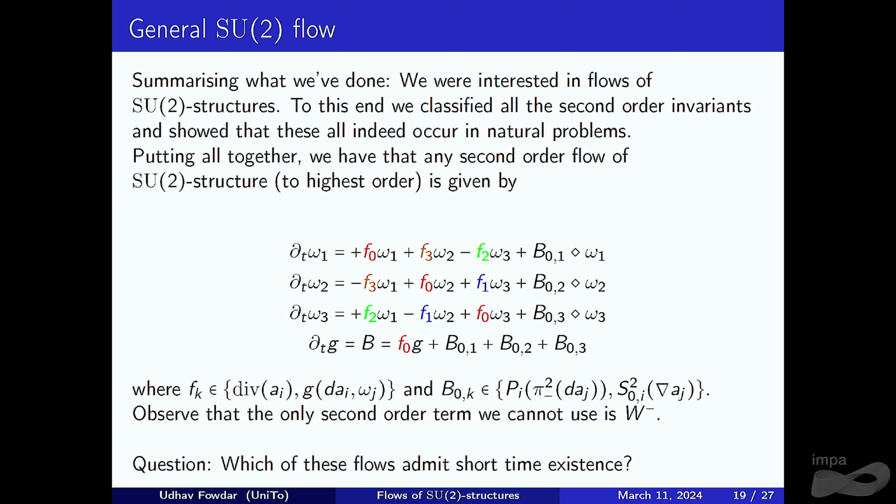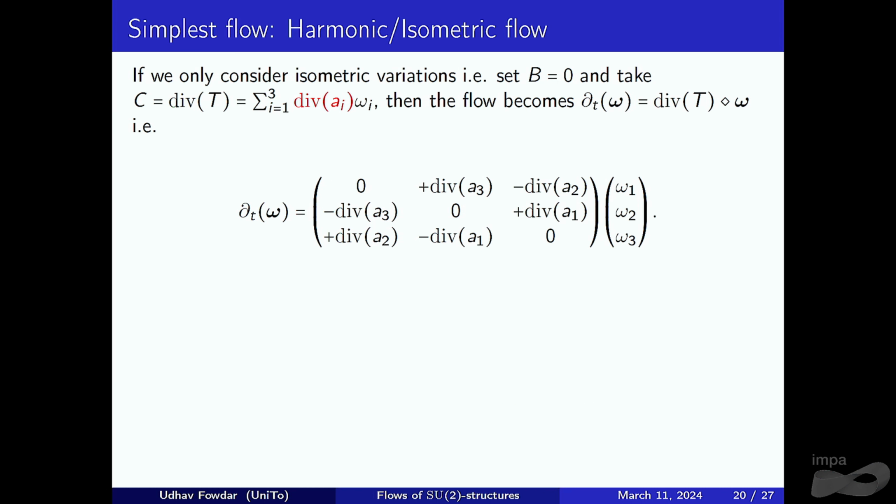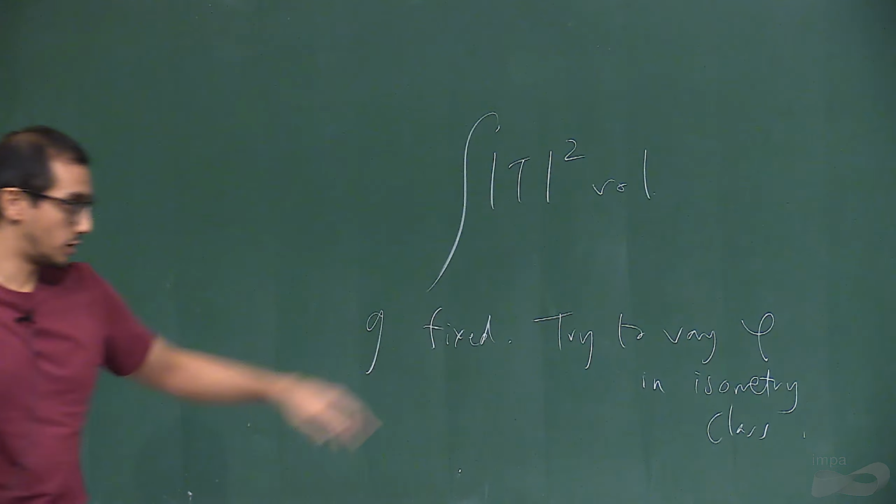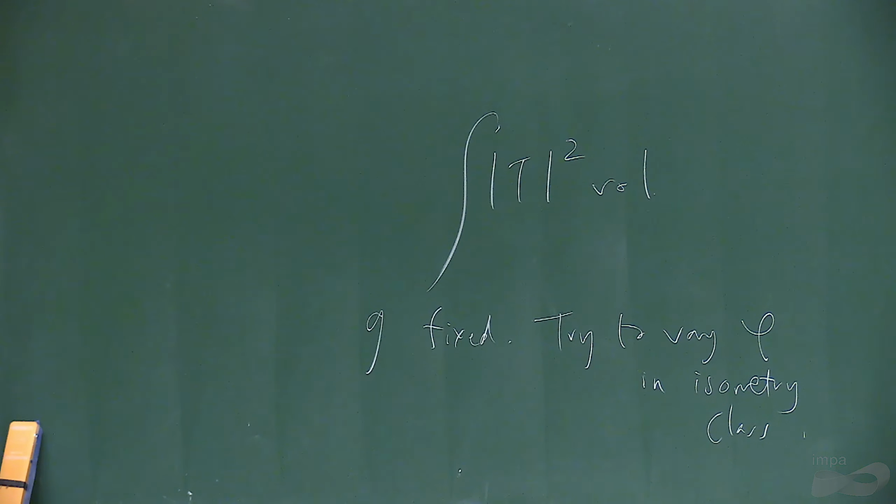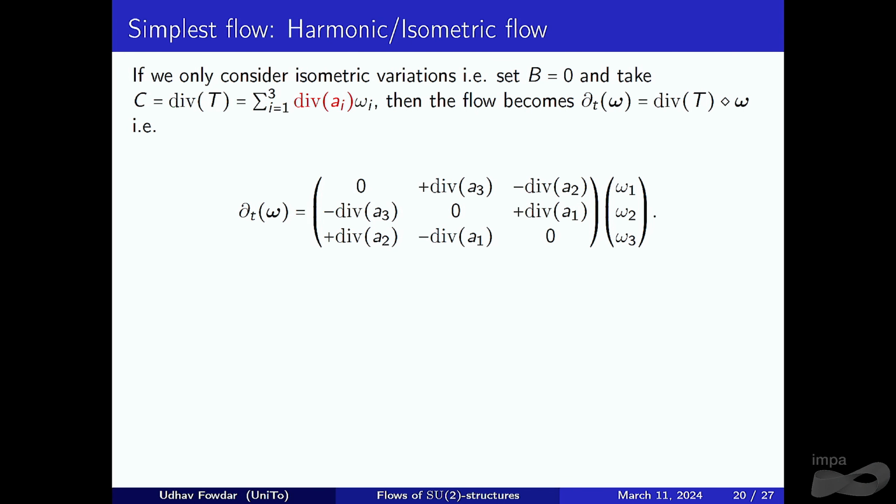So now the next question is, which of them have short-term existence? Because that's what we need. Probably the simplest flow is the harmonic or isometric flow. In this setup, you look at this variation of this guy here, which I told you earlier, but you fix the metric and you just vary the triple. If you do that, then the flow that comes up is the so-called isometric or harmonic flow, which in this setup just tells you that all you can do is rotate the triple around by this Q-symmetric 3x3 matrix. Okay?